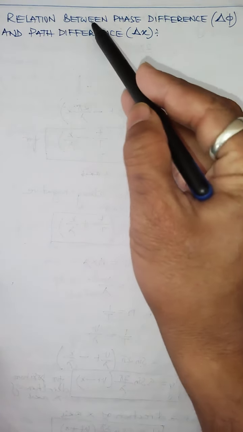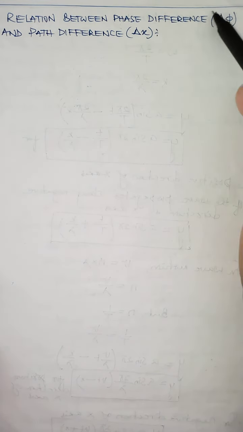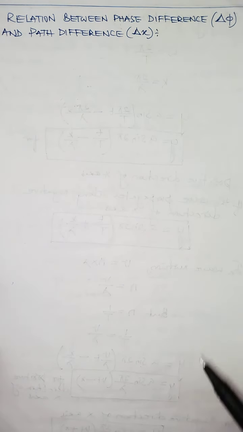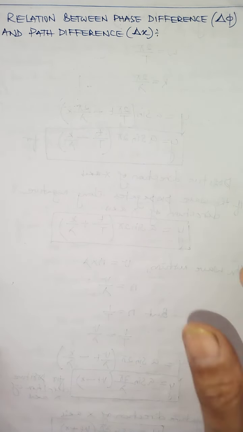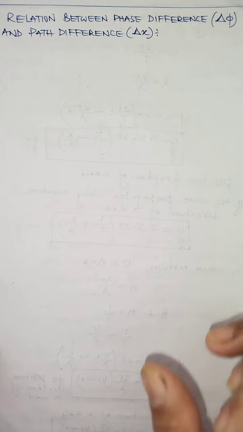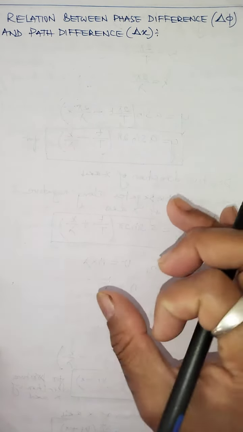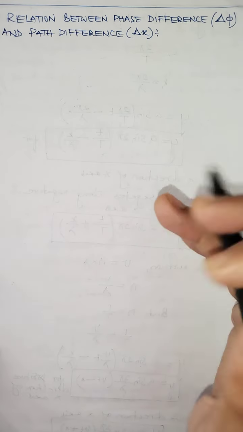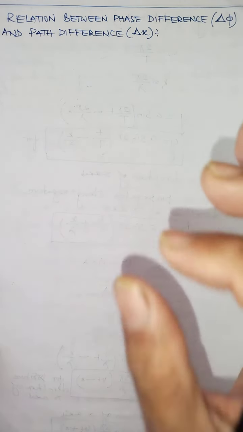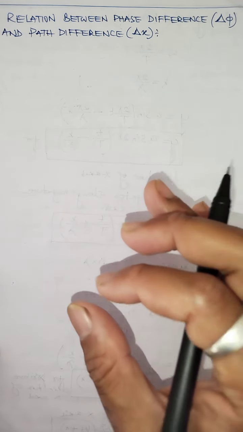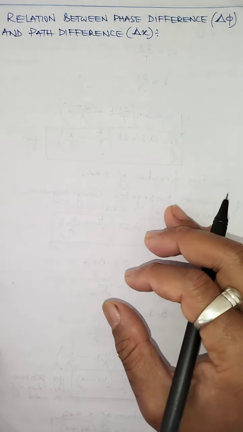That means the relation between phase difference, which is marked by the letter delta phi, and path difference, which is marked by the letter delta x. Now, to understand this and to derive the relation, first, as you have already read, when a particle oscillates, the displacement of the particle from the mean position, also called the equilibrium position, and its direction of motion changes periodically.